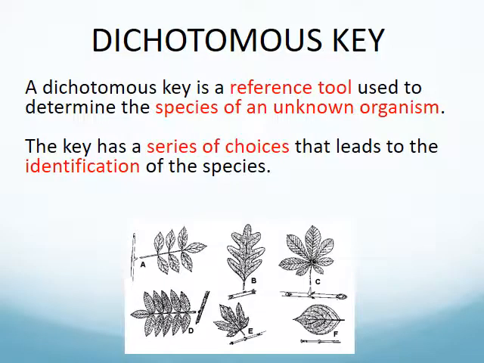So the last thing we're going to discuss is a dichotomous key. All right, a dichotomous key is a reference tool that's used to determine the species of an unknown organism. The key has a series of choices that leads to the identification of the species. So here's an example. You have a bunch of leaves here and you need to classify them.